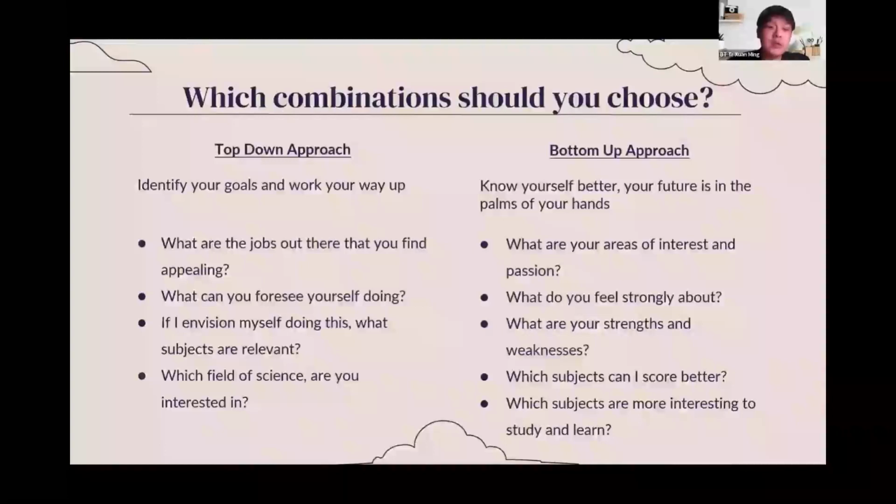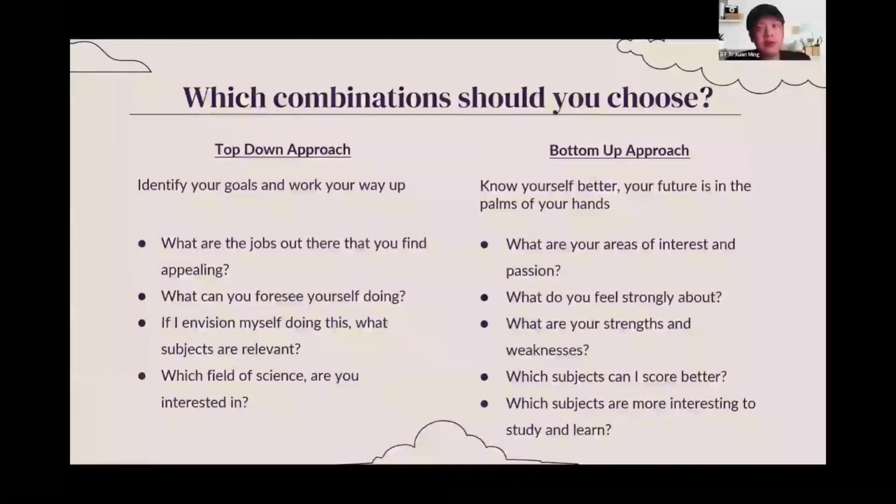Some questions that you can ask yourself if you are using this top-down approach is, do you know some jobs out there that you find appealing? Like personally for me, when I was young, the reason why I took geography in secondary school is because I knew that I wanted to become an urban planner in Singapore. So that's one of the reasons why I took geography and double science.